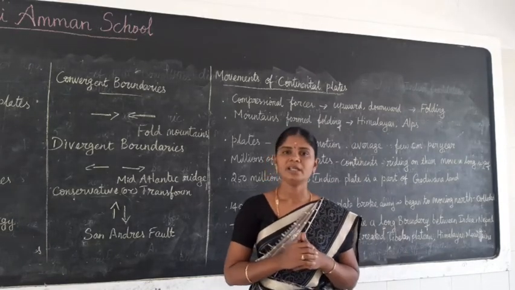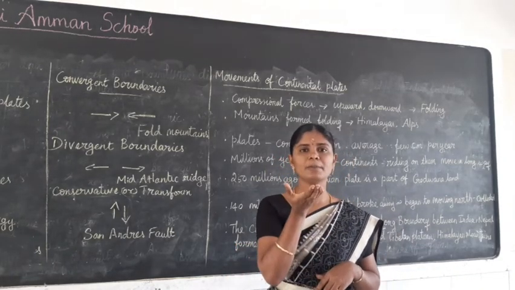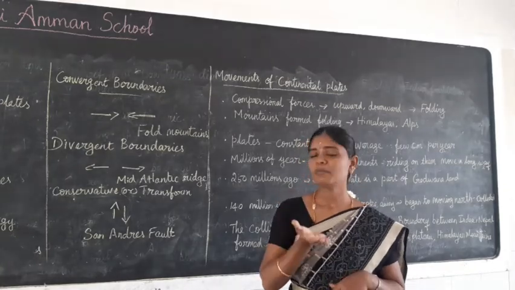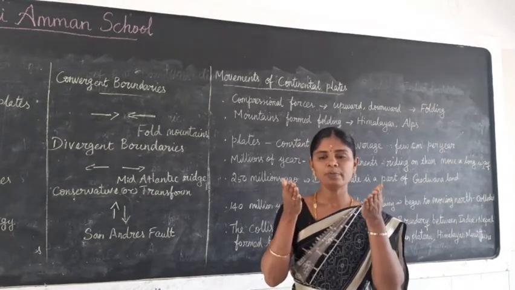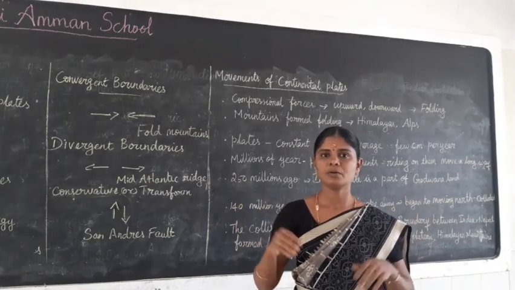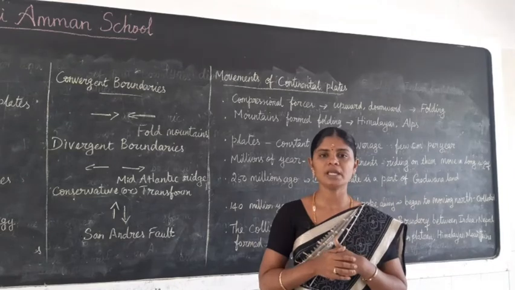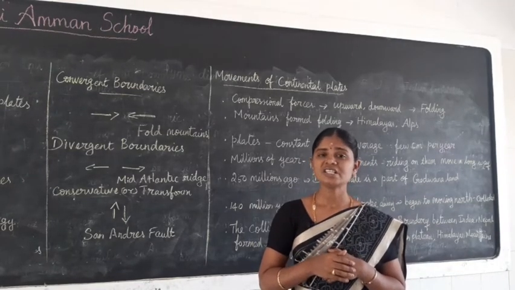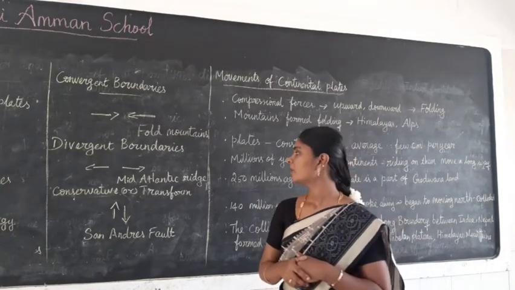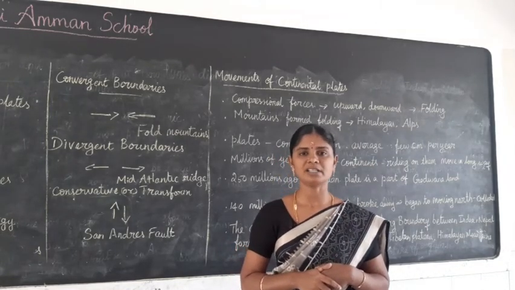Divergent boundary. Here the mantle pushes up, that means the magma pushes up, and the two plates push away from each other. They go in opposite directions, pushing away from each other. It creates ridges on the earth's surface. The Mid-Atlantic ridge is the best example of that.